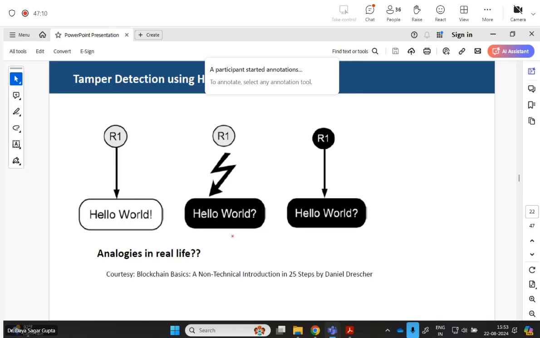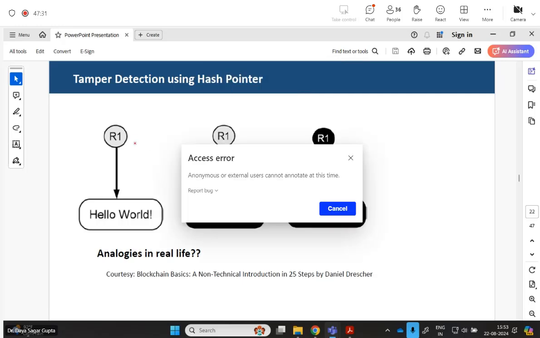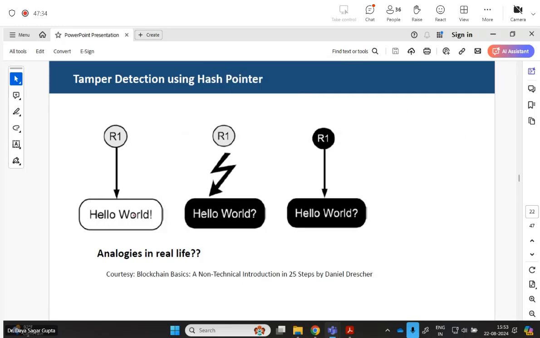Now in the next sub figure, I change the message from hello world exclamation mark to hello world question mark. As soon as I change this message, the link will be broken. Why? Because this R1 tells that I am the hash value of hello world exclamation mark. But when I change this to the question mark, the link will be broken because this R1 is not going to match with the hash value of hello world exclamation mark.